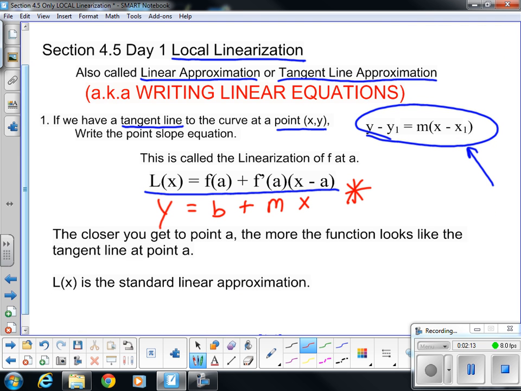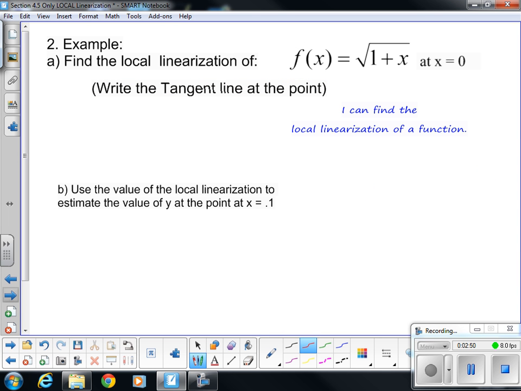Anyway, the closer you get to this point a, which is the x value of your point, if you zoom in on any of these continuous equations that are differentiable, if you zoom into that point a, you will see a tangent line. And you can do that on any point in your calculator, and you will see that as your calculator gets closer and closer, that curve starts straightening out, and it looks like a tangent line. And so this L of x, which is the same thing as y, is the approximation of the linear equation or the tangent line. All right, let's do some examples.